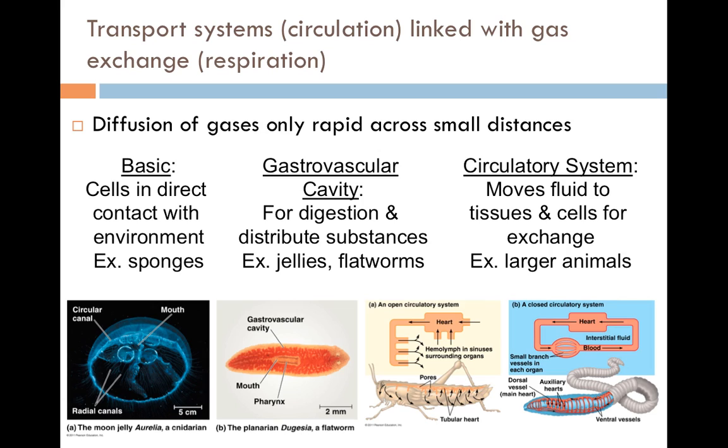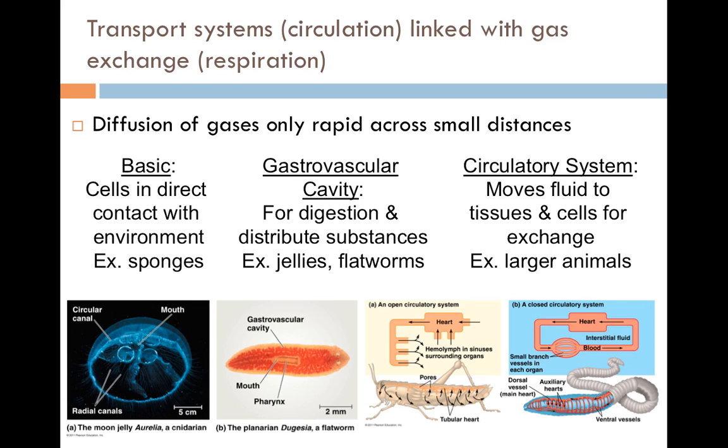Diffusion of gases occurs only among small distances. So basically, in order to have oxygen, for example, or CO2 move, it has to come almost in contact with blood vessels, and that's what happens. Your body is filled with capillaries and blood vessels that touch basically every organ.